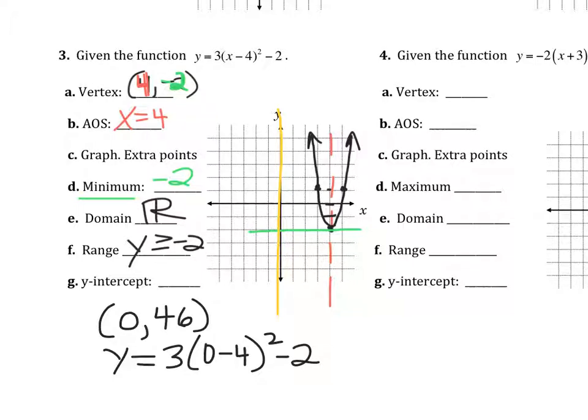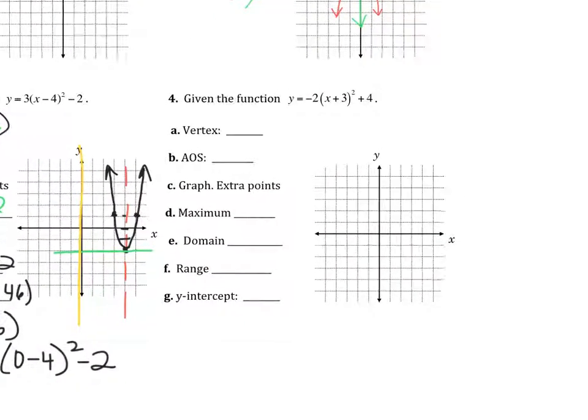All right, 46. There you go. So the y-intercept is at 46. I would write it as (0, 46). That's going to be way up there. Would you like to plot that point? Here, I just did. Look, there it is. Okay, one more and we're done.